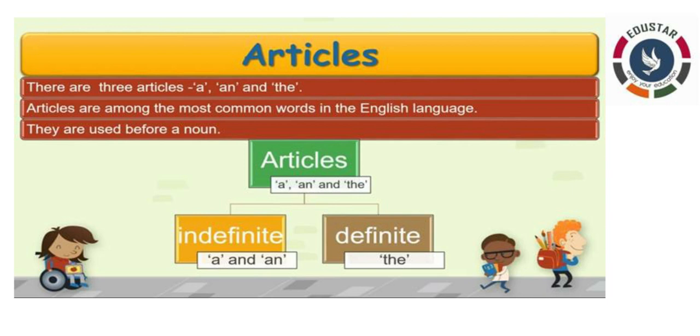A and the are the articles. Articles are of 2 types. They are the indefinite article and the definite article. A and an are indefinite articles and the is the definite article.